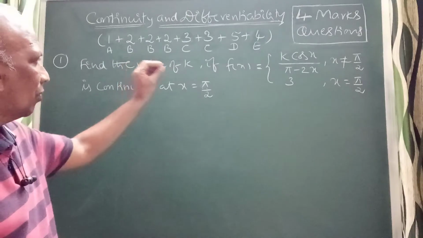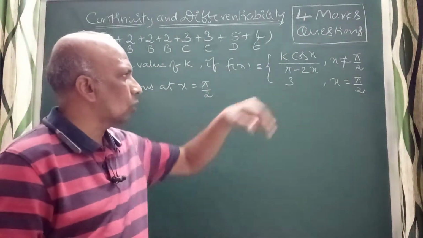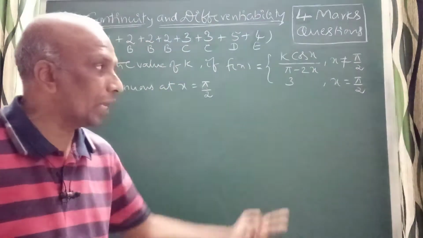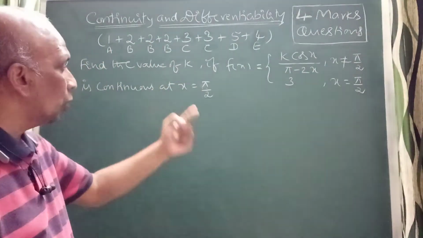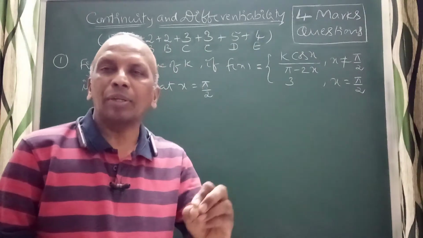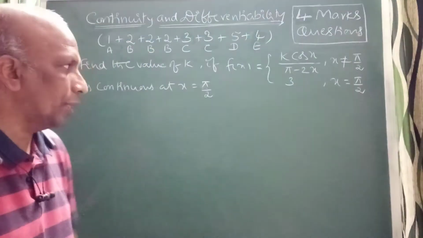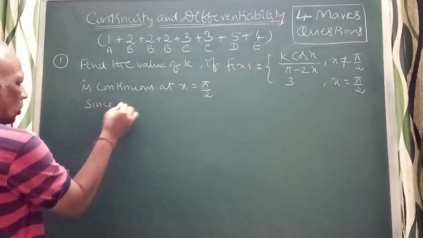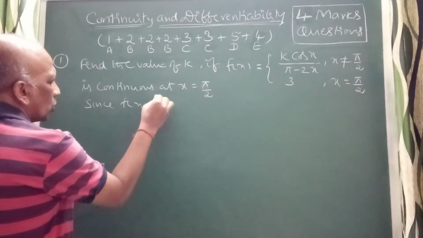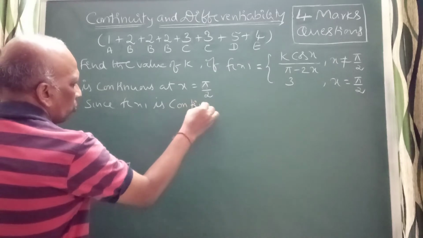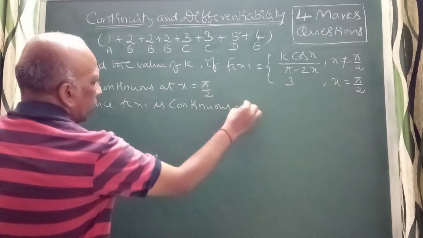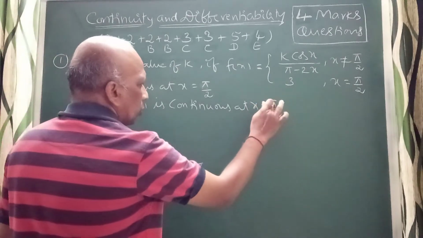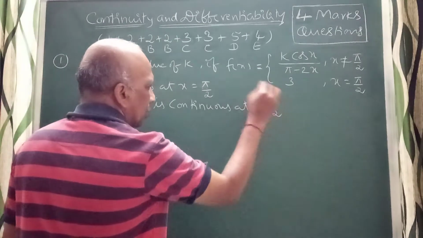Now, you can see: find the value of k if f of x is k cos x by pi minus 2x when x is not equal to pi by 2, and 3 when x is equal to pi by 2, is continuous at x equal to pi by 2. Given the function is continuous at x equal to pi by 2, since f of x is continuous at x equal to pi by 2.